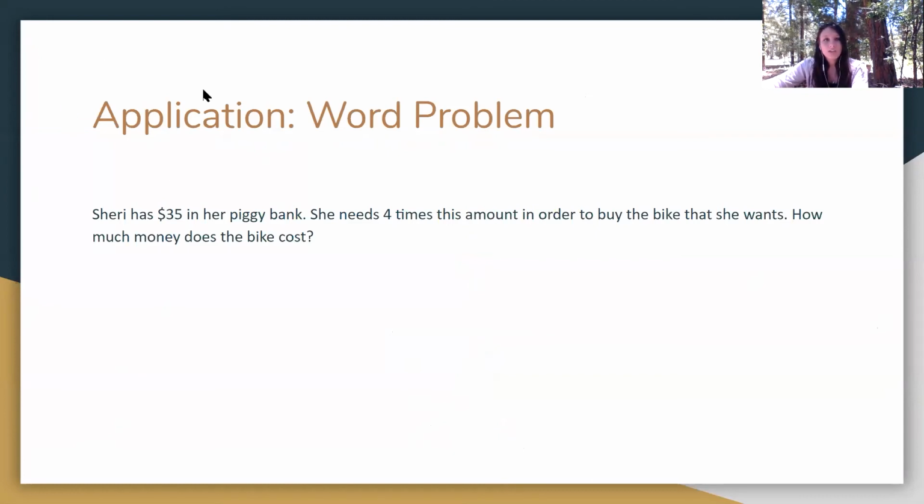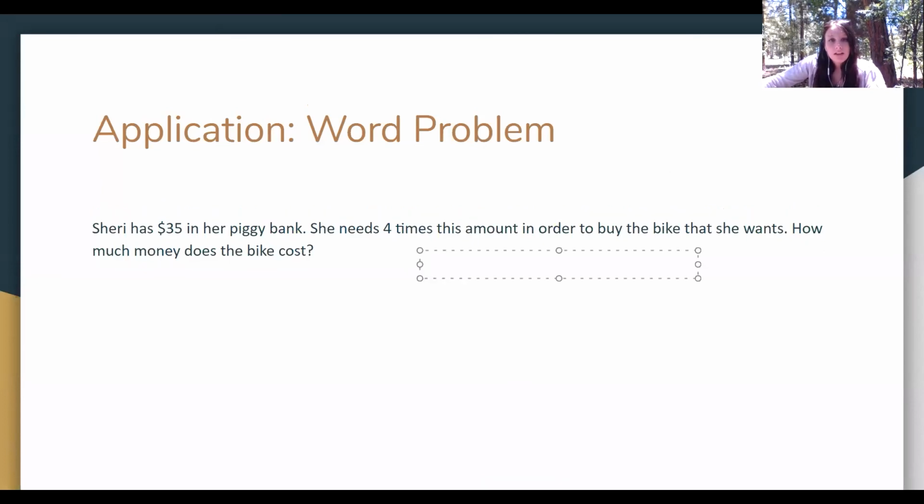So here's our question. She has $35 already in her piggy bank, right? She needs 4 times this amount. So we're essentially doing 35 multiplied by 4. So we're going to do 35 times 4, just like that. And then we're going to draw our line.